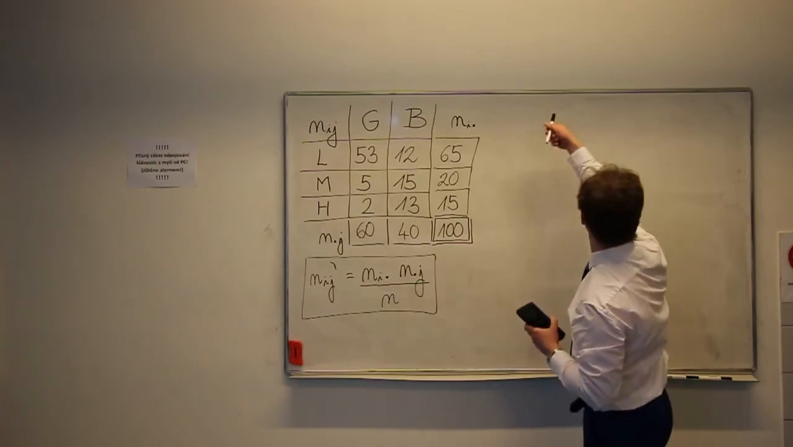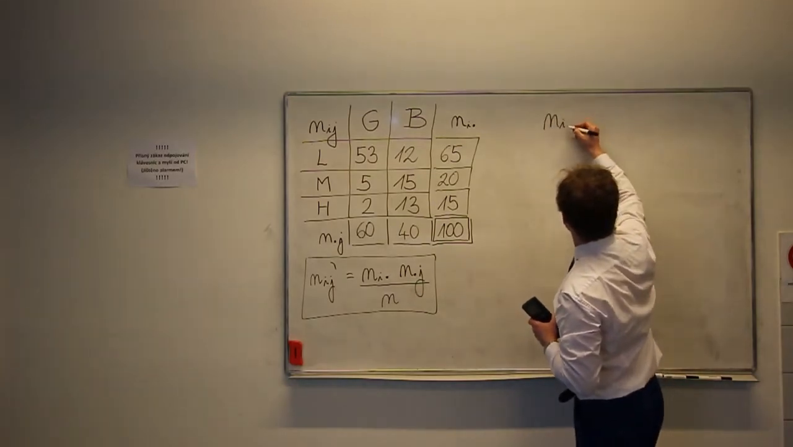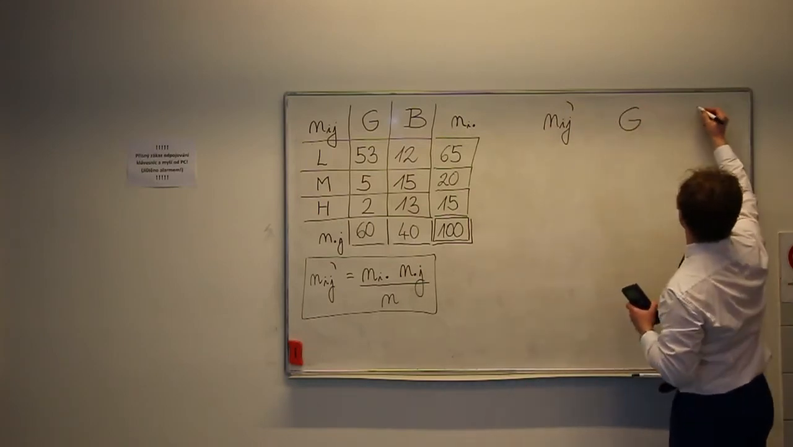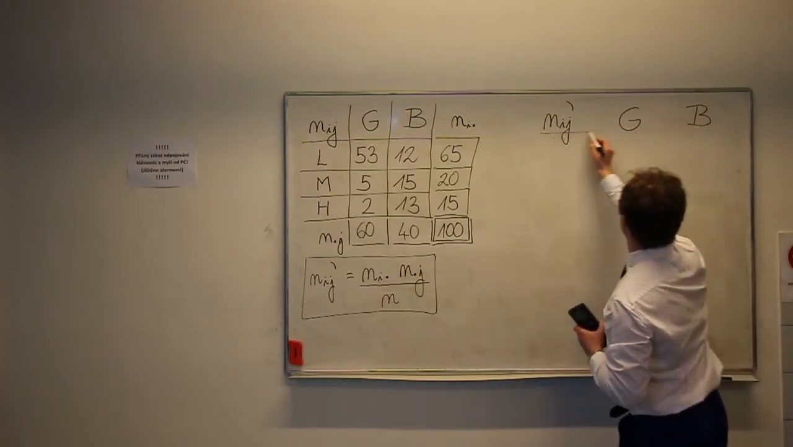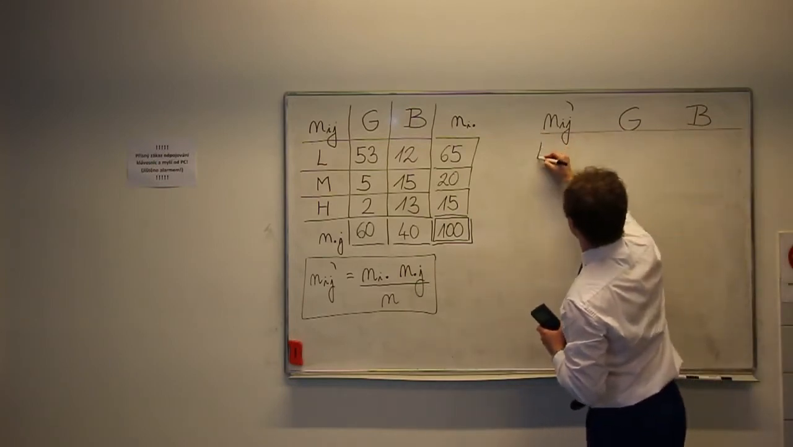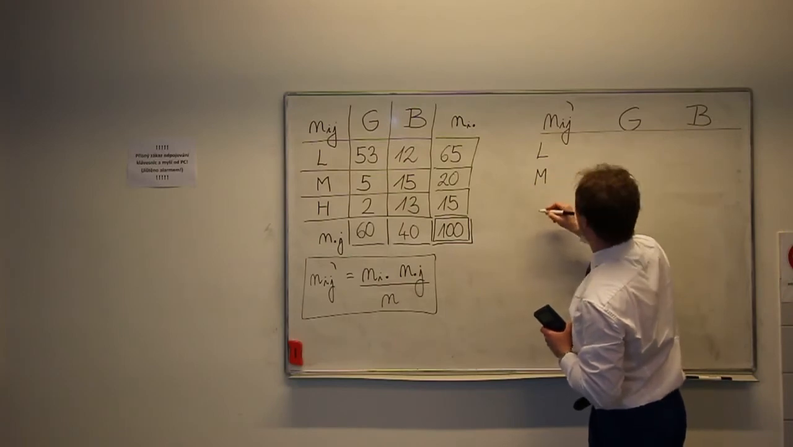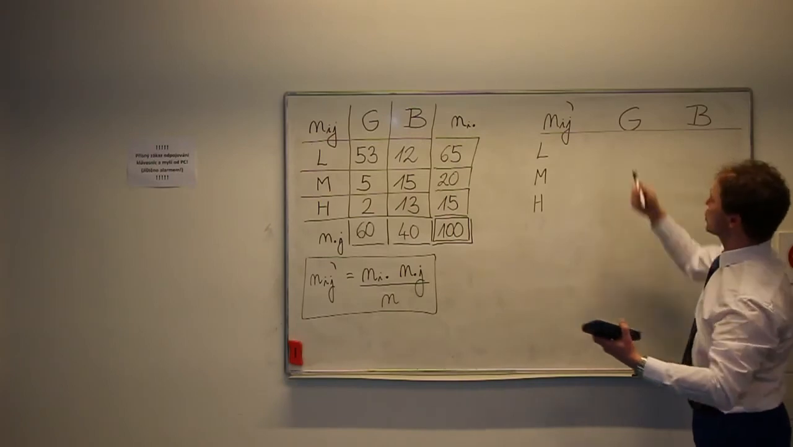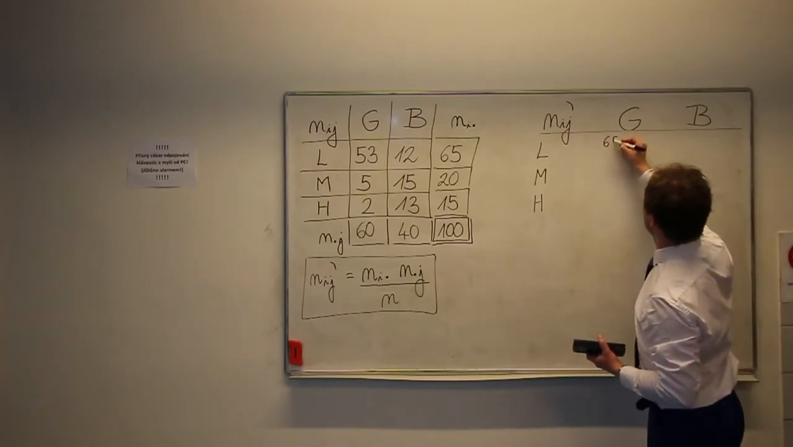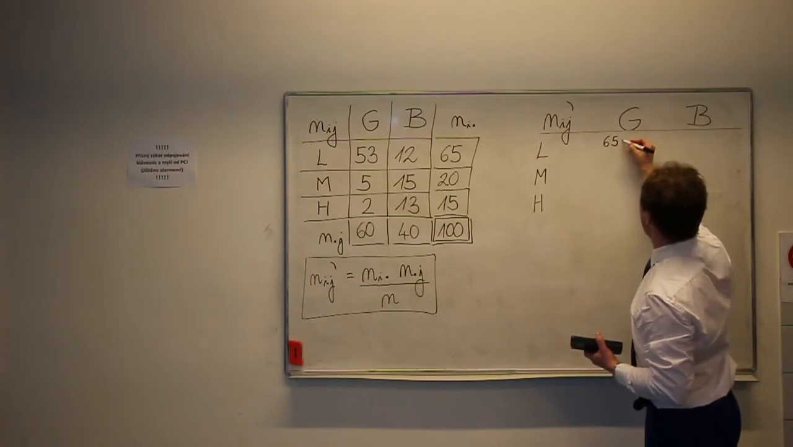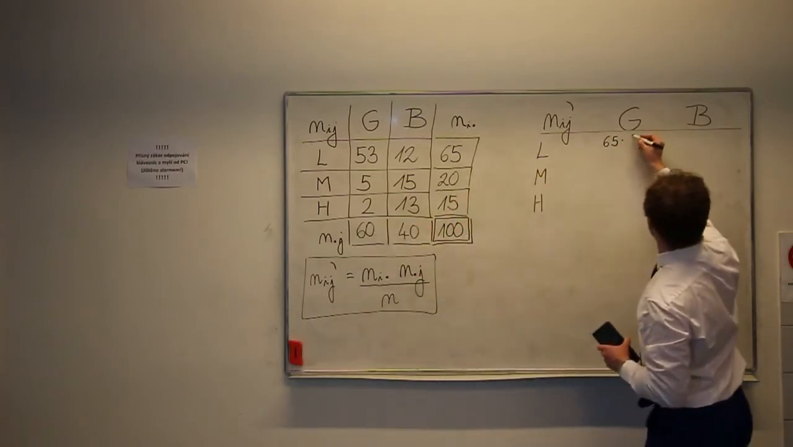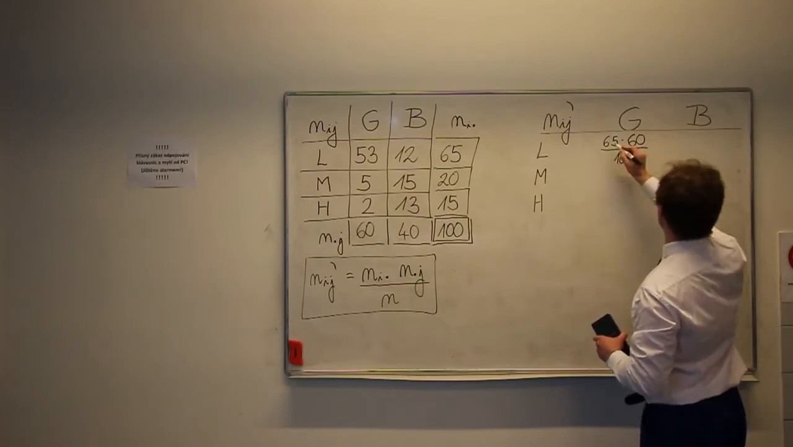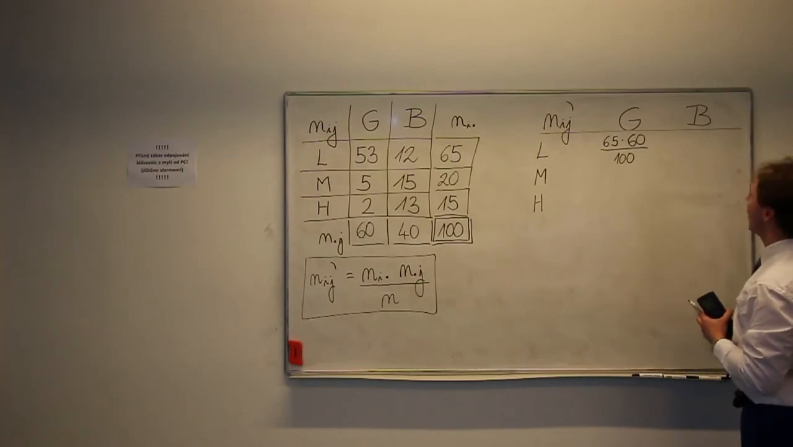Okay, so the table n_ij with stripe. Good reaction, bad reaction, and low level, mid level, and high level. So, very easy how to solve this. 65 times 60 divided by 100. First result will be here.